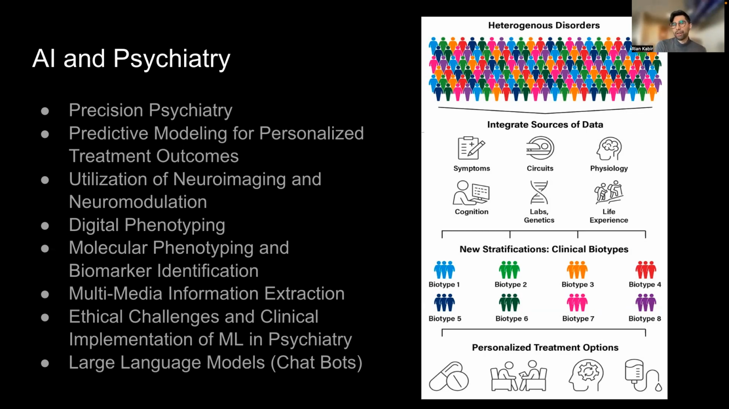So what we're dealing with are very heterogeneous disorders. Something like depression, we give it one label, major depression, but there might be many different subtypes, but it's scattered throughout the population and we don't know how to categorize it properly.